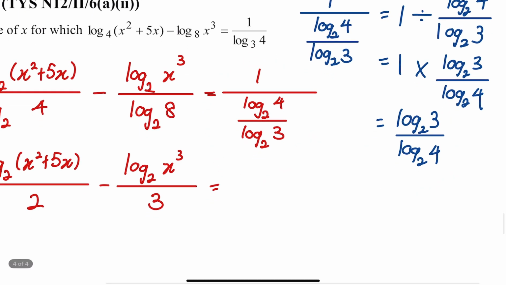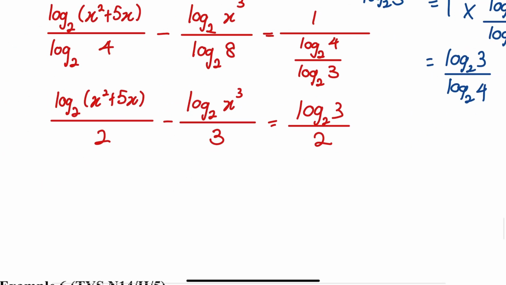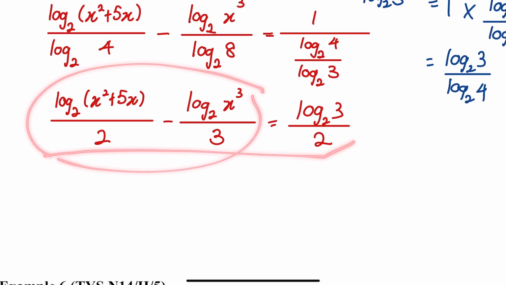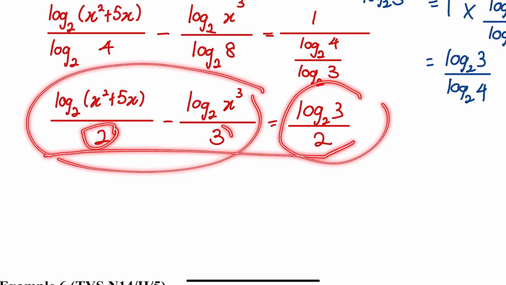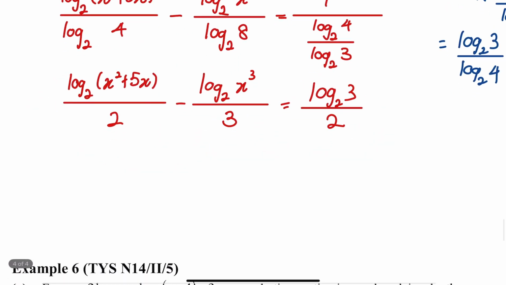Okay, and therefore, I know that log base 2, 4 is simply 2. So from this part here, this is simply log base 2, 3 divided by 2. Okay. Then my next step, I see many fractions over here. Let's find a way to get rid of the fraction. I multiply both sides of the equation by the lowest common multiple of 2 and 3, in this case, which is 6.